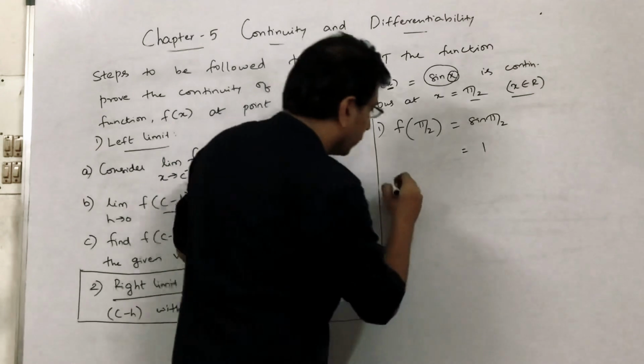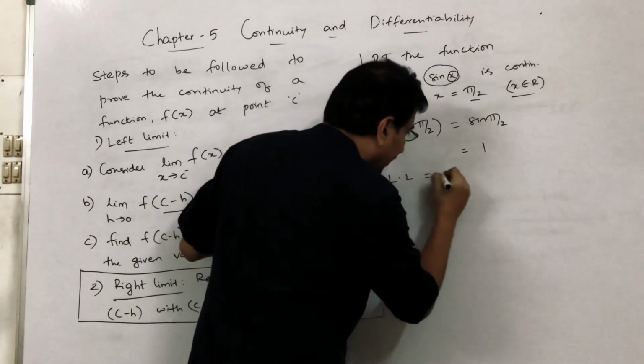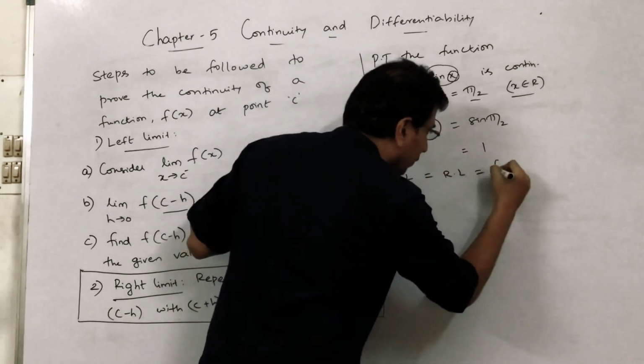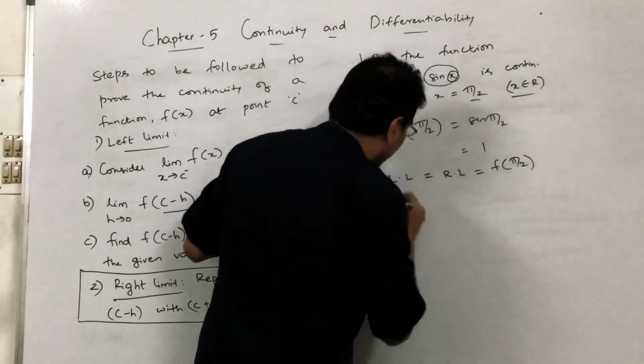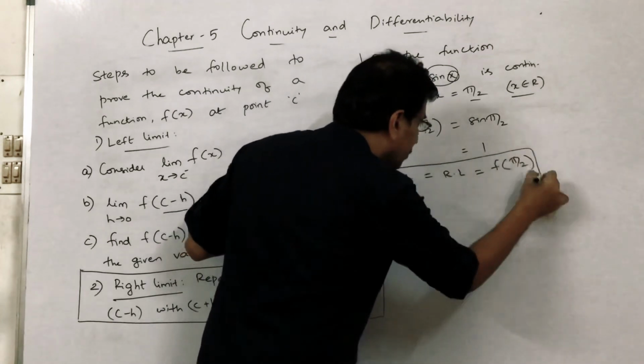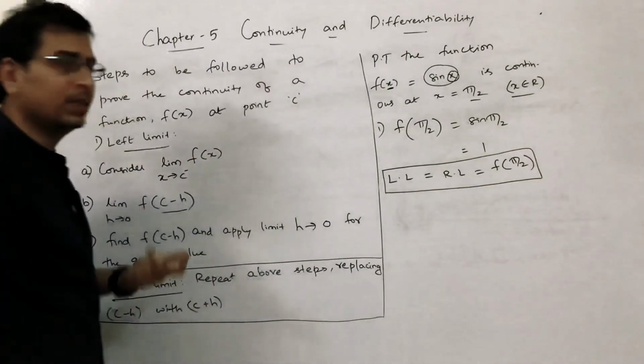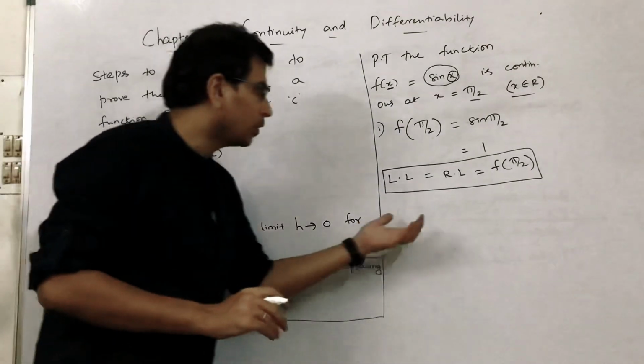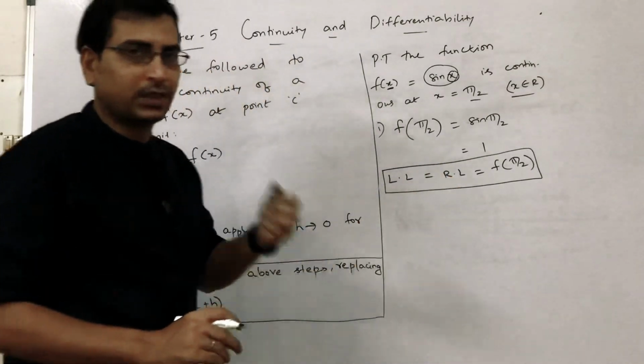So in this problem, what is happening? The left limit is equal to the right limit is equal to the function value. So can we conclude that this given function is a continuous function? Yes. Theoretically, mathematically, we have proved it.